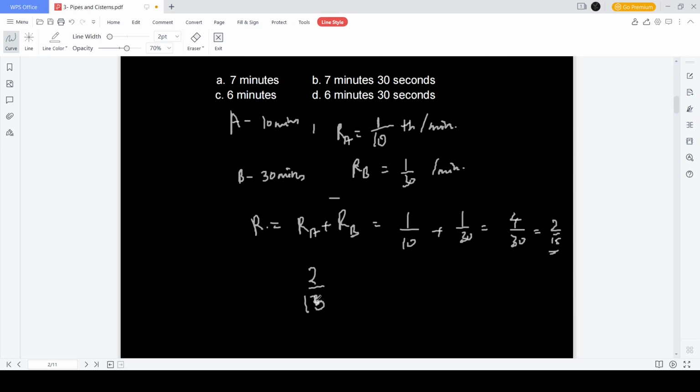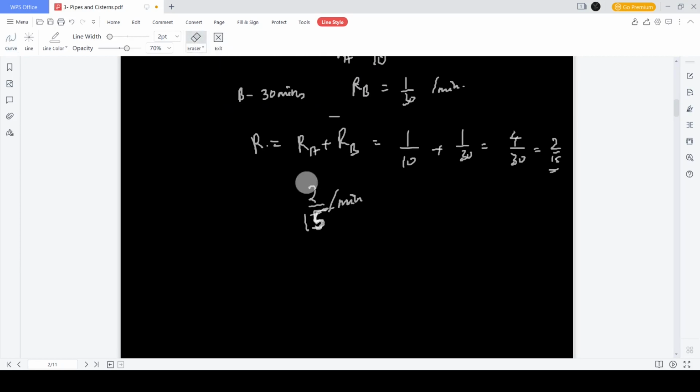Now we can simply use cross multiplication. We can write it as: in 1 minute, 2 by 15th of the tank is emptied. Then how long does it take to empty the whole tank? So this is minutes and this is tank. In 1 minute, 2 by 15th of the tank can be emptied using A and B together, because you have rate of A plus rate of B.